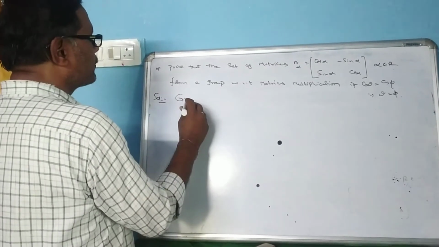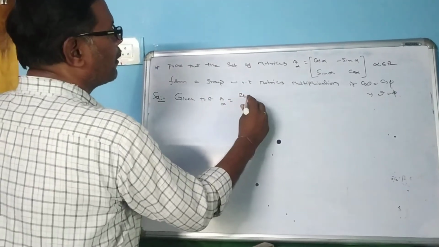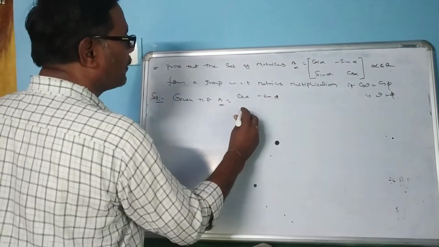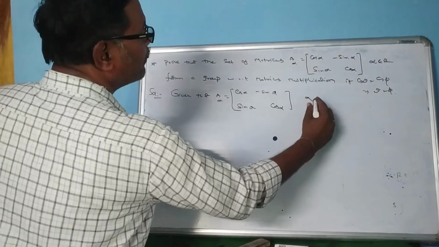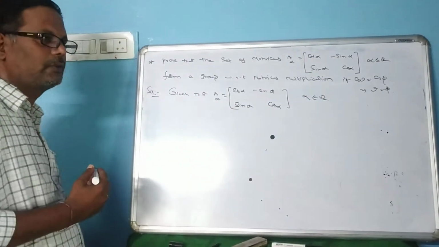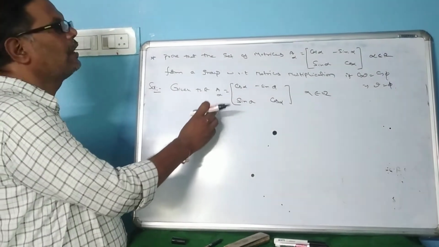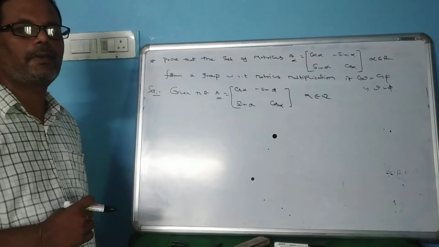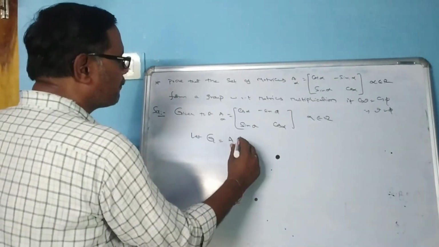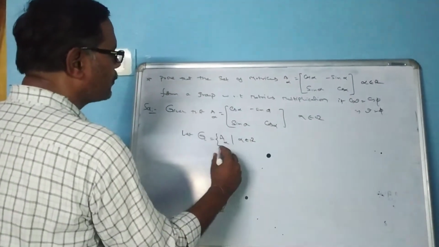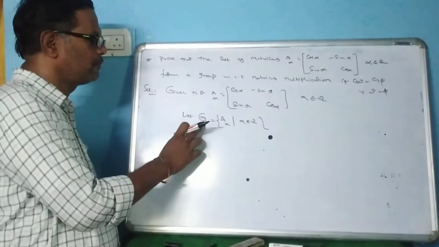Given that, what is given? First of all, given that A alpha is equal to [cos alpha, minus sin alpha; sin alpha, cos alpha], where alpha belongs to R. We have to prove that the set of all matrices of this form is a group under matrix multiplication. Let G be equal to the set of A alpha such that alpha belongs to R. I named the set of all matrices by the set G.